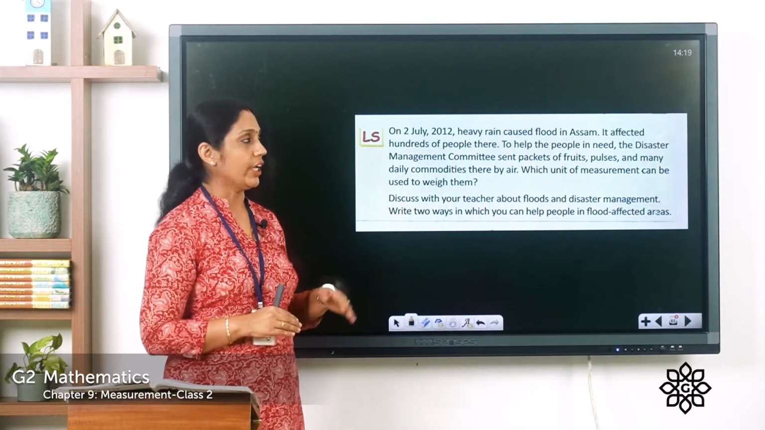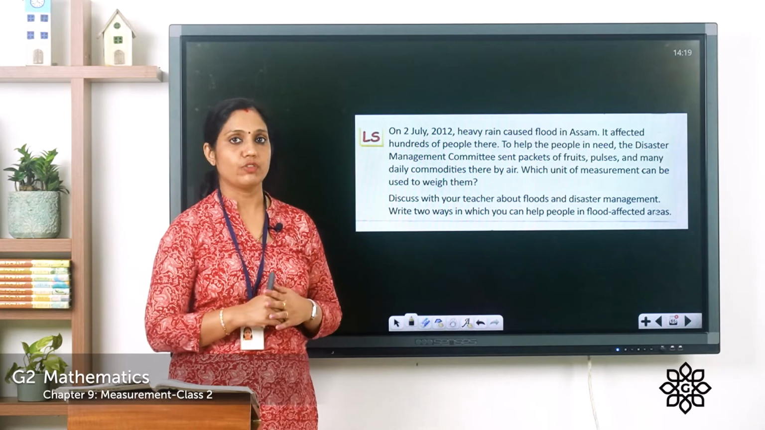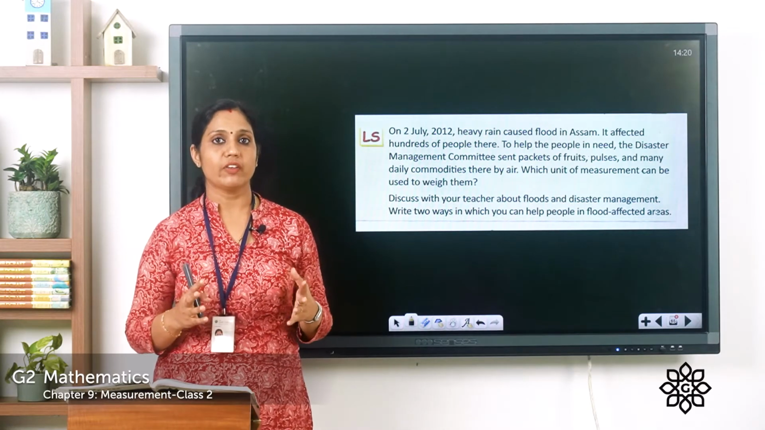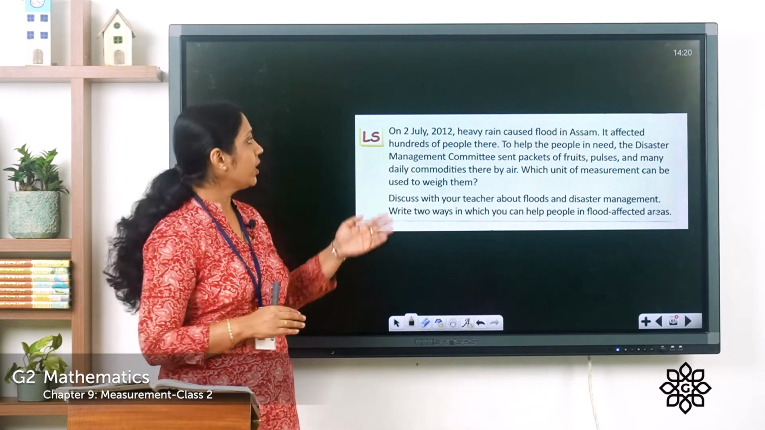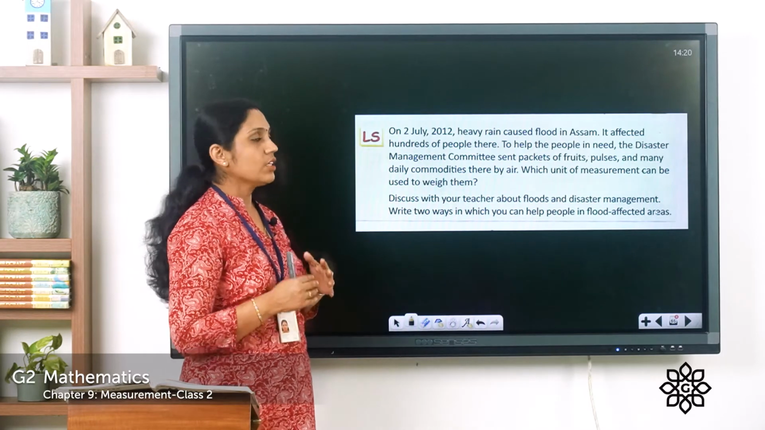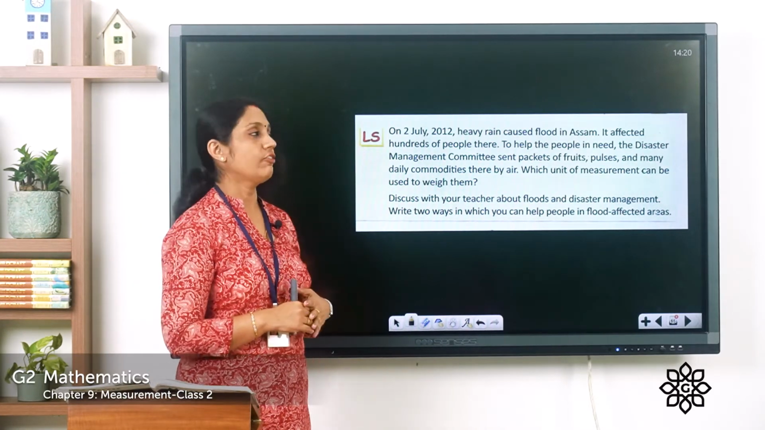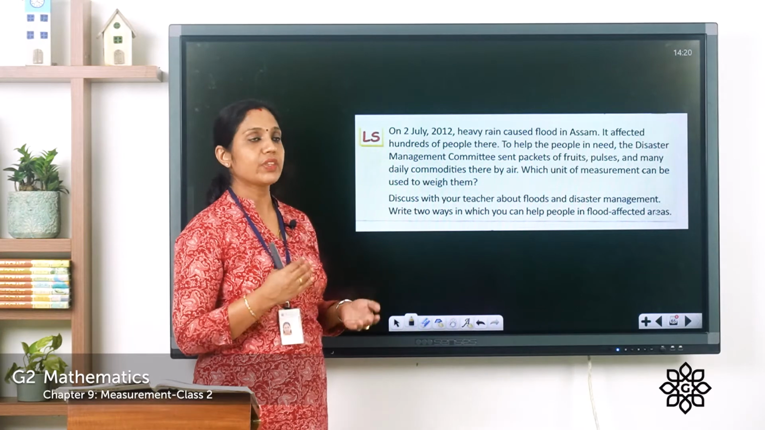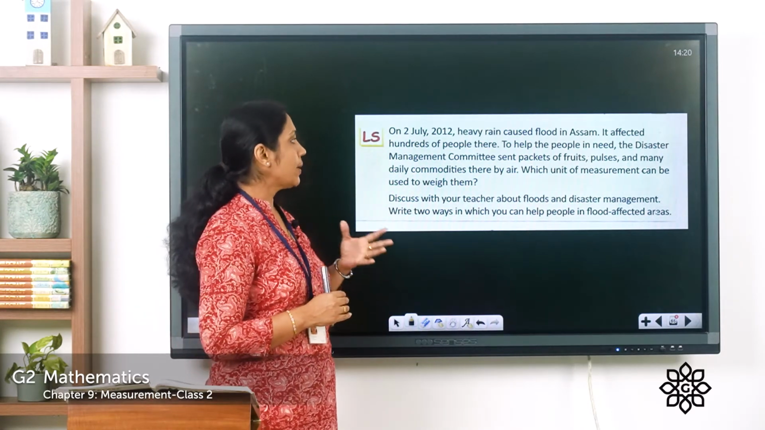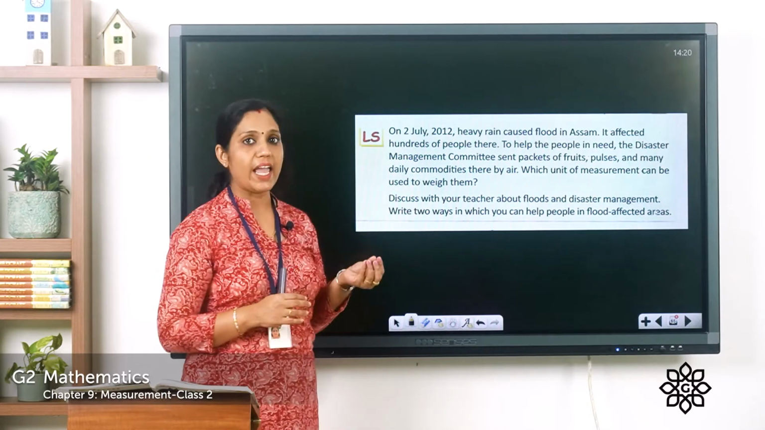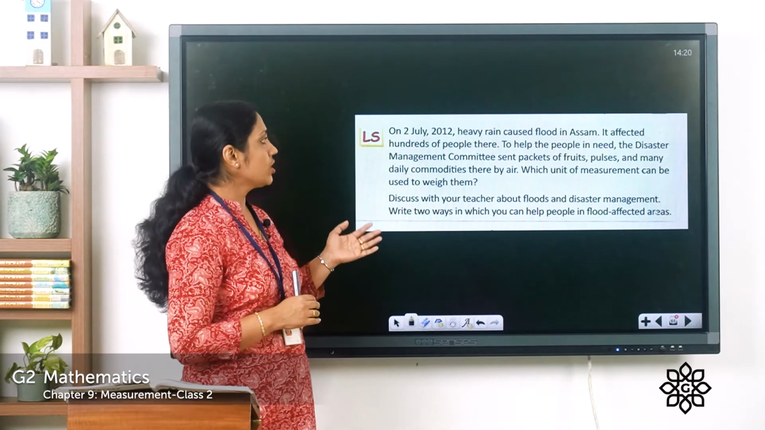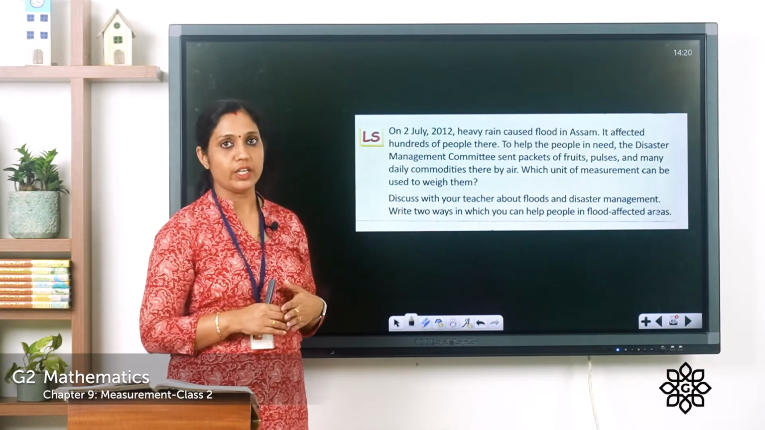On 2nd July 2012, heavy rain caused flood. So you also know in Kerala 2 or 3 years back, heavy rain caused flood, right? Similarly, in 2012, there was a heavy flood in Assam also. And so hundreds of people were affected by that flood. To help the people in need, the Disaster Management Committee sent packets of fruits, pulses and many daily commodities there by air, through air, that is by helicopter. They sent fruits, pulses and many other commodities.